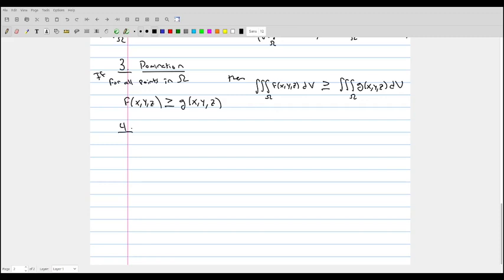And the fourth main property is called the additivity property, which is again very similar to the additivity property for both single variable integrals and double integrals. The main idea is that if you have some domain omega in 3D, say this is our domain omega, it's a three-dimensional domain.